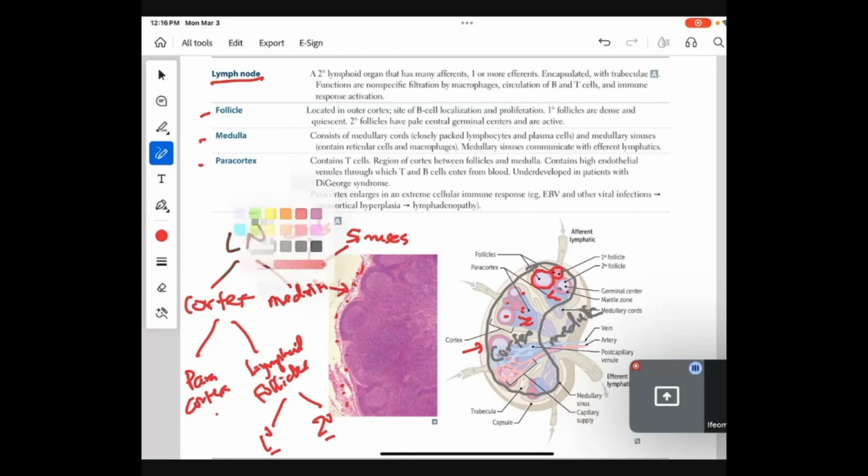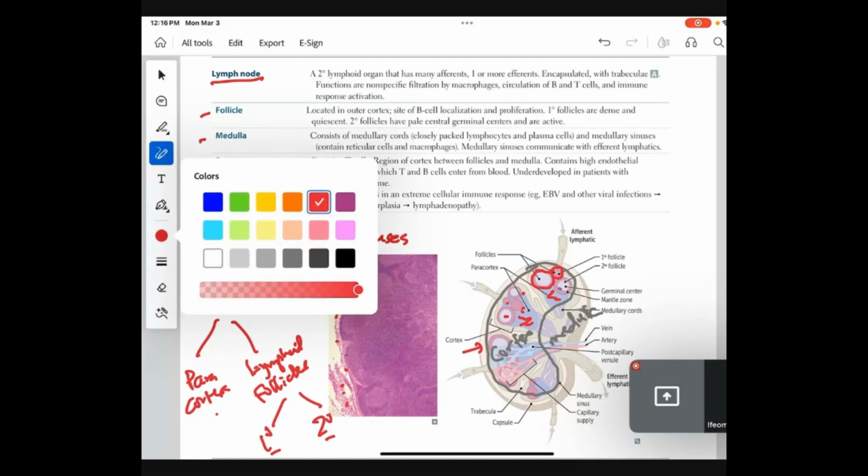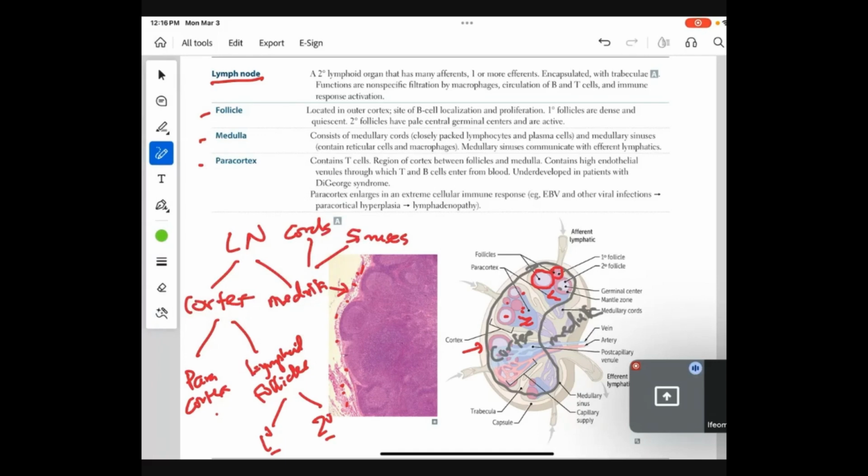And then, let me use a different color. This will be your cortex. This will be the medulla here. This will be your lymphoid follicles here. You can see they have a pale center, so they are the secondary lymphoid follicles. And surrounding them is the paracortex.